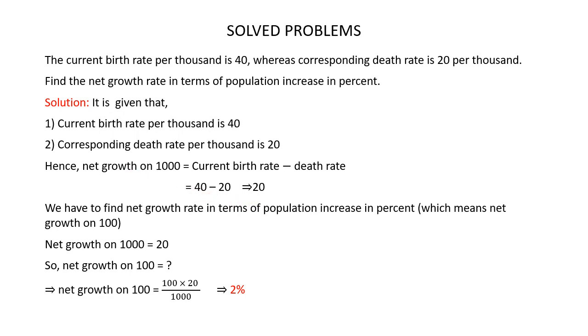But we are asked to find the net growth of population increase in percent, which means net growth on 100. So the net growth on 1000 is 20. So net growth on 100 is equal to 100 multiplied by 20 divided by 1000, which is 2%. So there's a 2% increase in net growth.